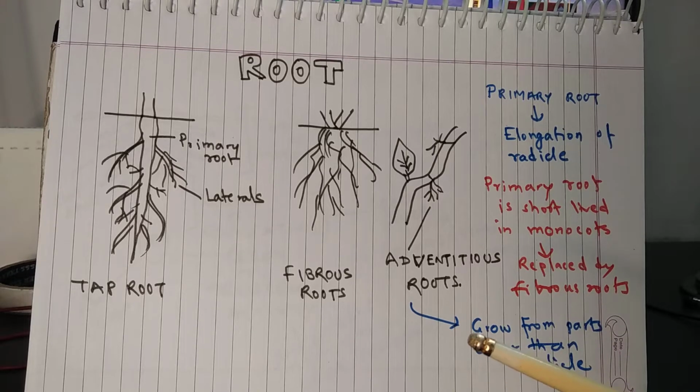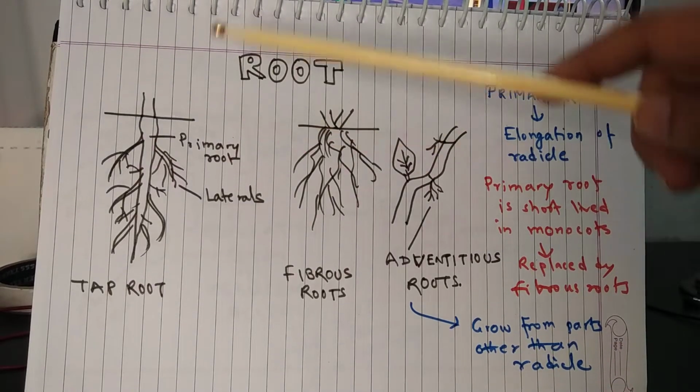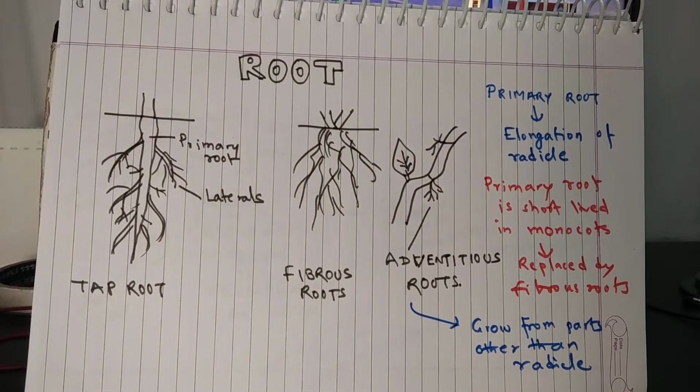What is root? Root is the part of a plant which grows below the ground, and root provides anchorage to the plant. Then it absorbs water and mineral from soil to supply to different parts of the plants.